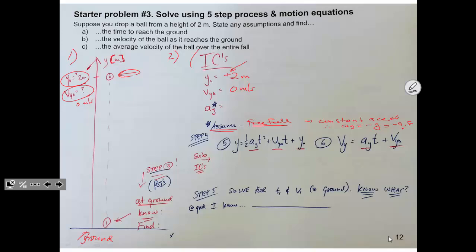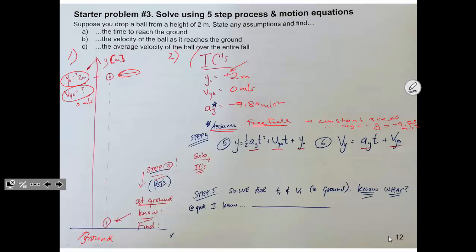All right, so that's step 2. Step 3 is to figure out what you need to find. What we need to find is actually listed in our problem up here, so step 3 is sort of laid out for us. We're going to find the time to reach the ground and the velocity to reach the ground. And what you want to do is draw that on your diagram.